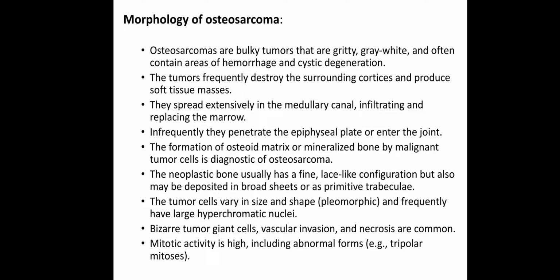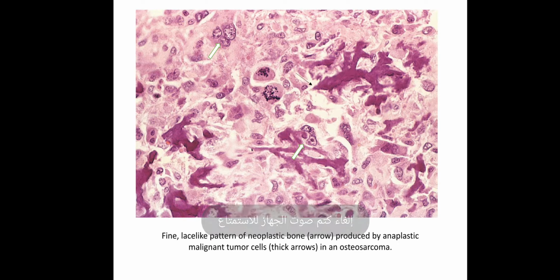Mitotic activity is high including abnormal forms. احنا قلنا من ندور على الميتوسيس بالمالجنسي we should find abnormal mitosis، يعني النورمال spindle mitosis اللي هو هذا bipolar، هذا this is a normal mitosis، احنا ندور على الابنورمال اللي هو tripolar mitosis.